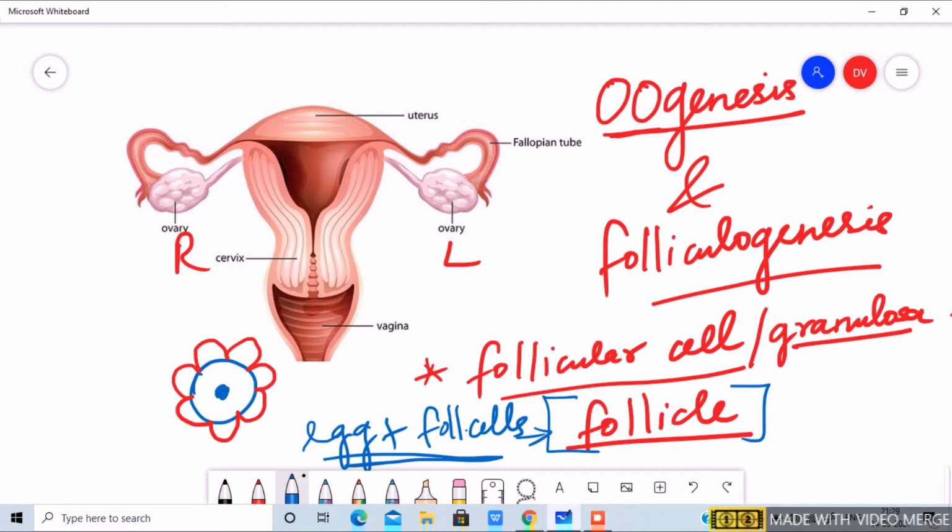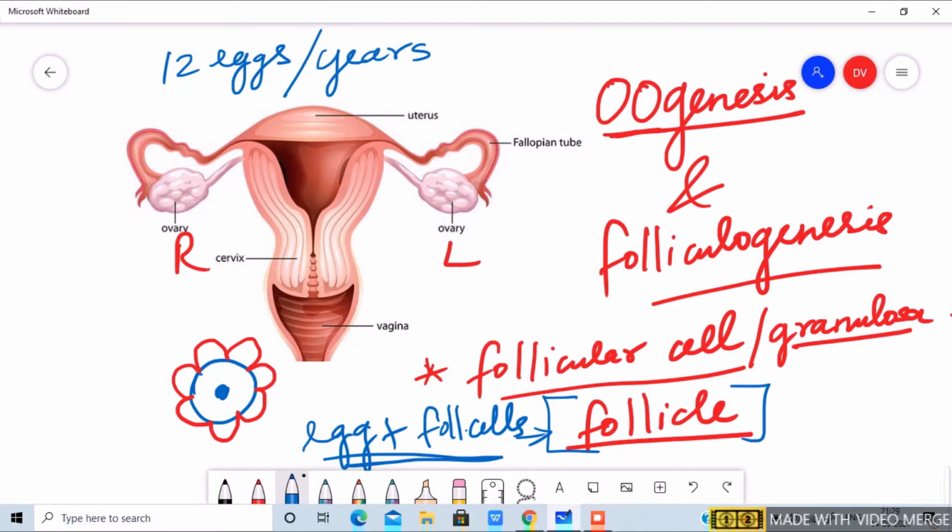Before that I will give you one interesting aspect about the ovary. I told you every month each ovary releases one egg, which means 12 eggs will be released in one complete year, because we have 12 months. Every month one egg will be released.